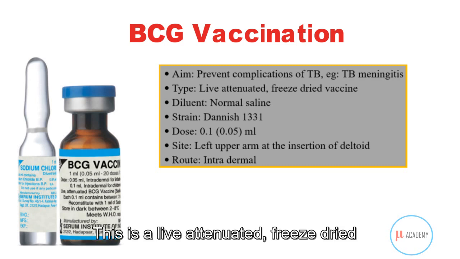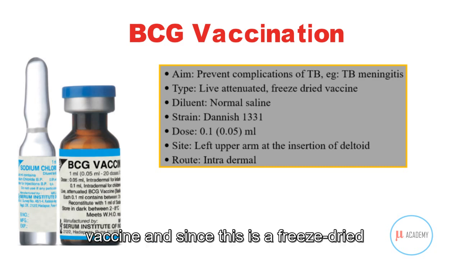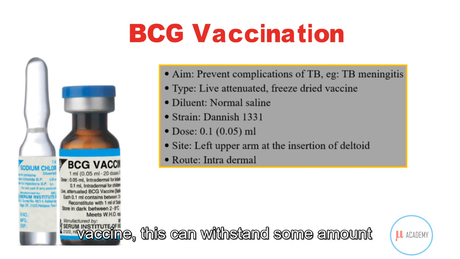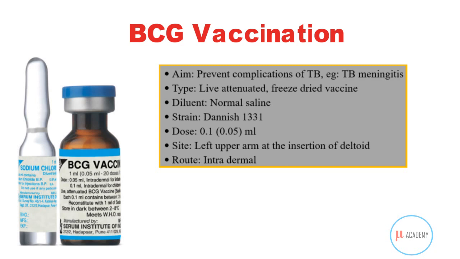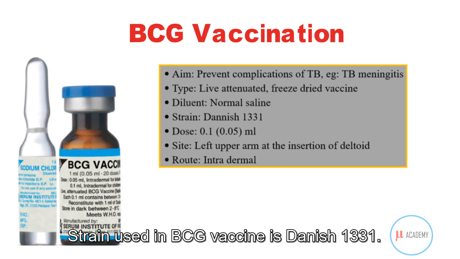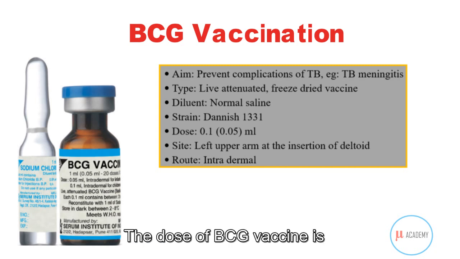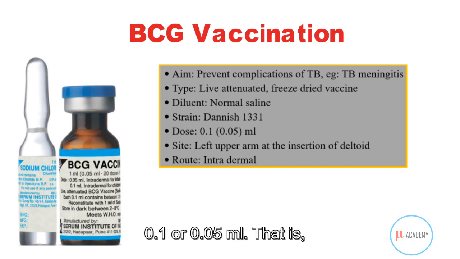This is a live attenuated freeze-dried vaccine. Since this is a freeze-dried vaccine, this can withstand some amount of heat. In order to reconstitute this BCG vaccine and make it into liquid form, we add normal saline into it. The strain used in BCG vaccine is Danish 1331. The dose of BCG vaccine is 0.1 or 0.05 ml.